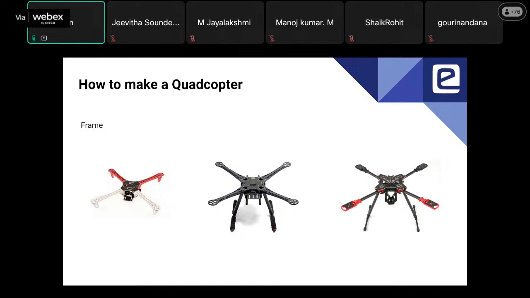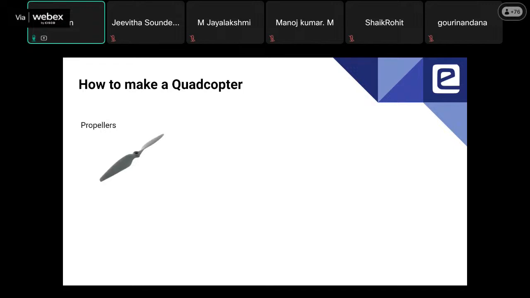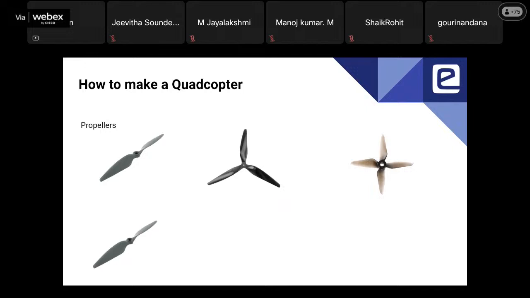Let's move on. That's all about frames. Then you come to propellers. In the case of propellers, there are many different kinds: propellers with two blades, tri-blade propellers, propellers with four blades. Then there are different materials. Some propellers might be plastic, carbon fiber, or a combination of plastic and carbon fiber. Then there are also wood propellers. The choice of which kind of propeller to use will depend on what kind of motor you will use.